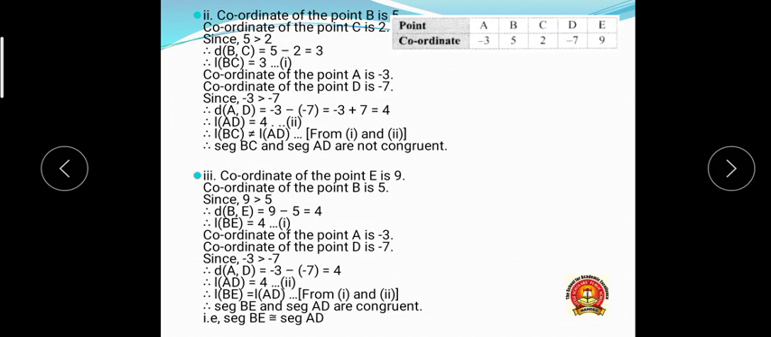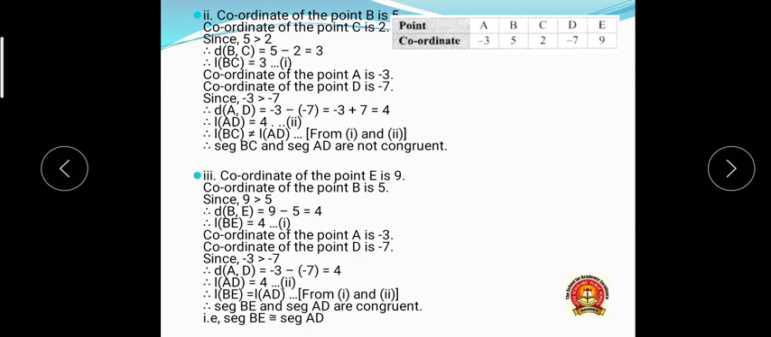Okay, second example. See the coordinates of B and C. B has 5, C has 2. So B is greater than C, that is 5 is greater than 2. Therefore the length of BC is 5 minus 2, that is 3. Now the coordinates of points A and D. A is -3, D is -7. So -3 is greater than -7, and therefore the length of AD is equal to 4. Now see, this is 3 and 4. Are they equal? No, they are not congruent.